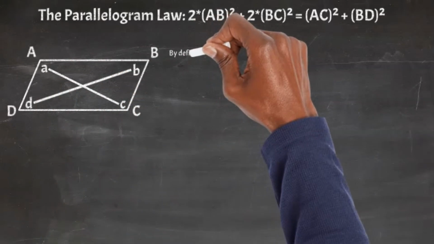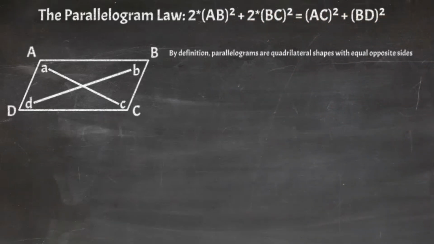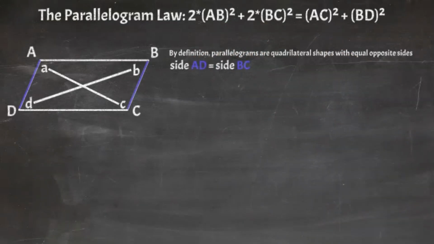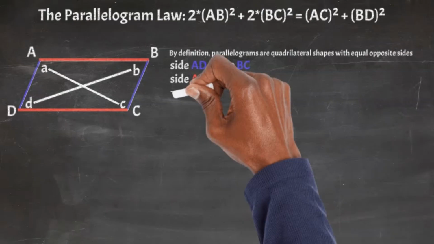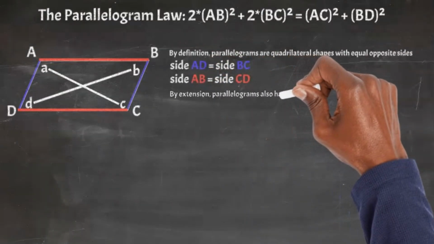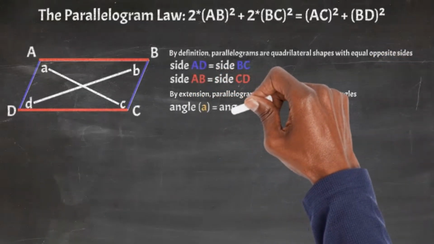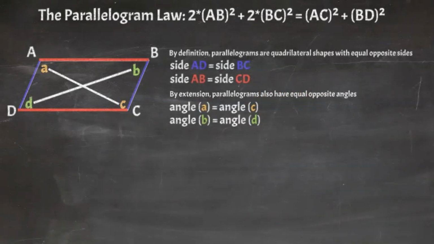By definition, parallelograms are quadrilateral shapes with equal opposite sides, which means that side AD is equal in length to side BC, and side AB is equal in length to side CD. Because of this, parallelograms also have equal opposite angles. So angle A is equal in measurement to angle C, and angle B is equal in measurement to angle D.